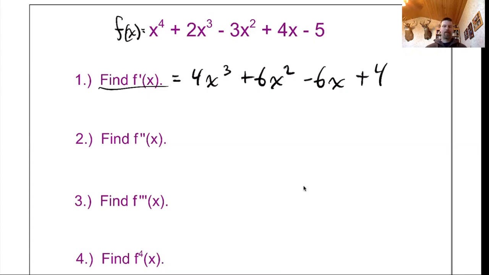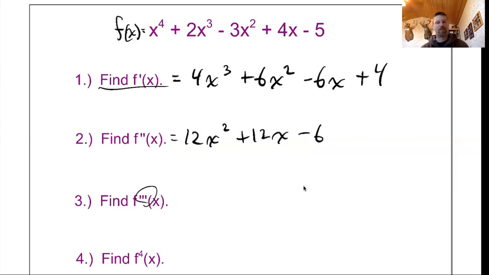All right, here we're going to learn some new notation. F prime was just the derivative of f. What do you think f double prime is going to be? If you guessed the derivative of the derivative, you're right. We actually have a name for that. It's called the second derivative. It's just the derivative again. So find the derivative of the derivative. And that shouldn't be bad. Give it a try. This would be 12x squared plus 12x minus 6.